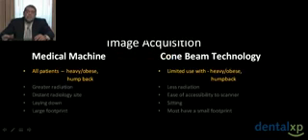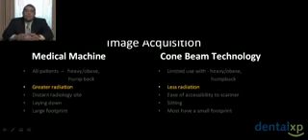In image acquisition, we have two types of machines that are currently being used. There's the conventional medical CT machine, which most of us are familiar with, and more recently, cone beam technology, which many of us currently have in our offices. Now, here are some of the differences. With a medical machine, we can scan and utilize computer guidance for all patients, while with cone beam technology, we can have some difficulty with heavy, obese, or humpback patients.